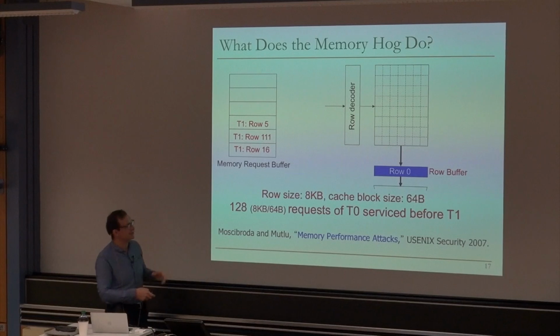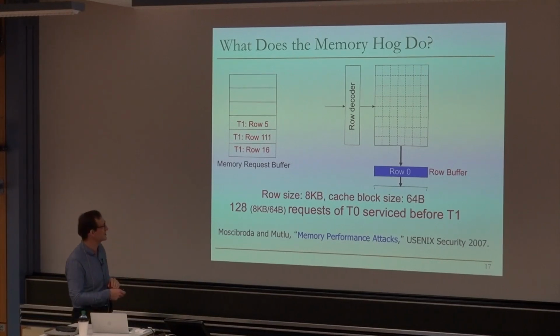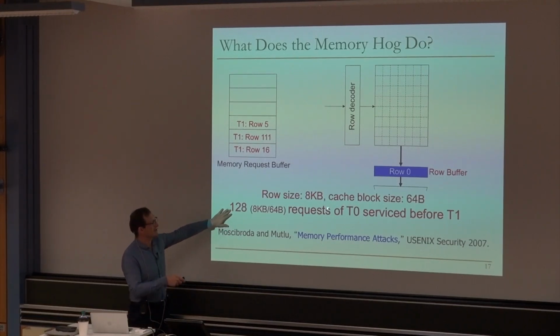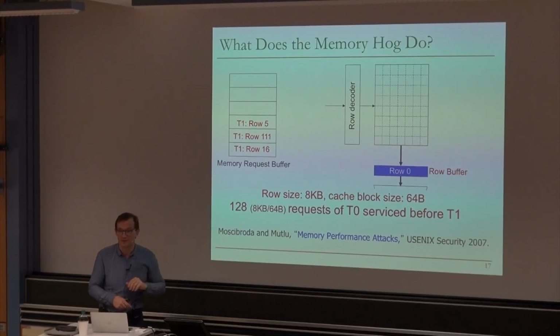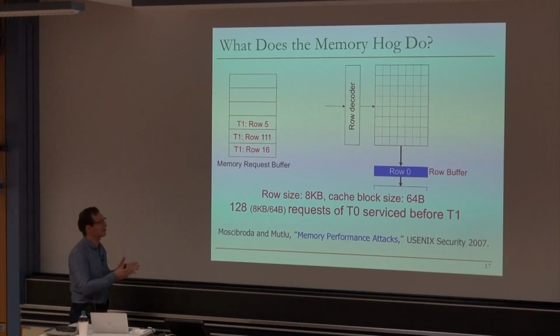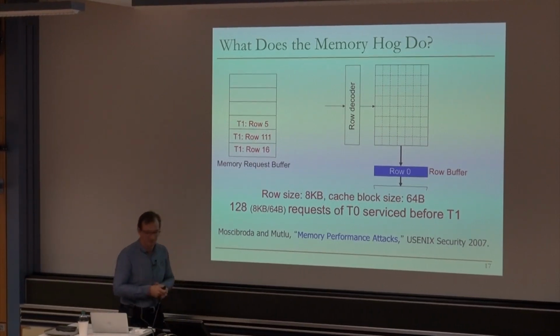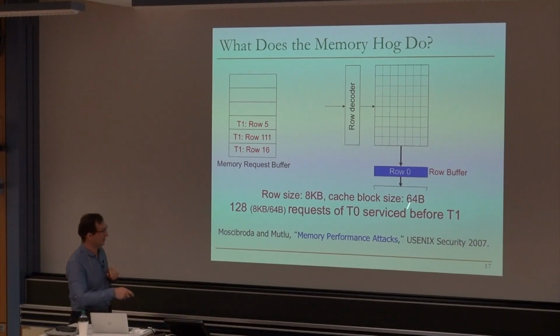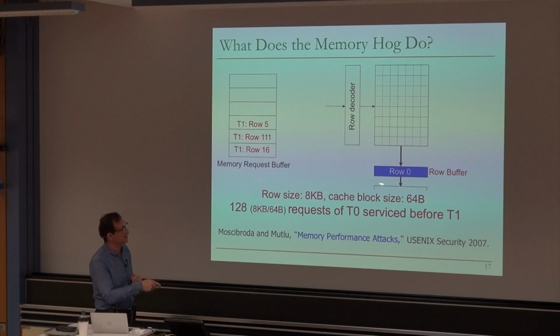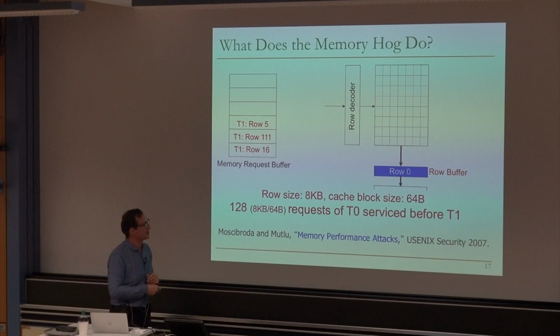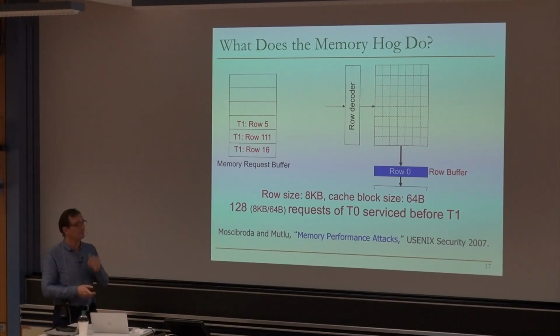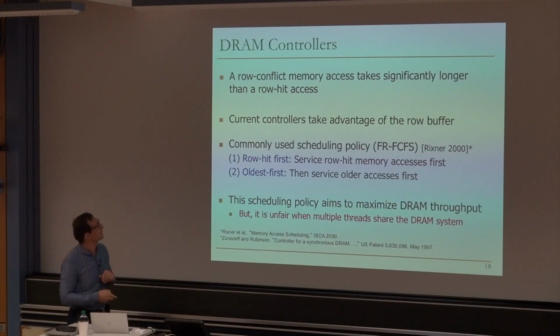Let's say you have a row size of 8 kilobytes and a cache block size of 64 bytes. You can service 128 requests of the streaming application before a single request of the random access application. Now that causes a memory hogging problem, as you can see. Right? And this is one reason for hogging memory. Basically, the memory controller is optimizing for row buffer locality, DRAM latency, and DRAM throughput, as opposed to different applications' quality of service. Right? So that's the problem.